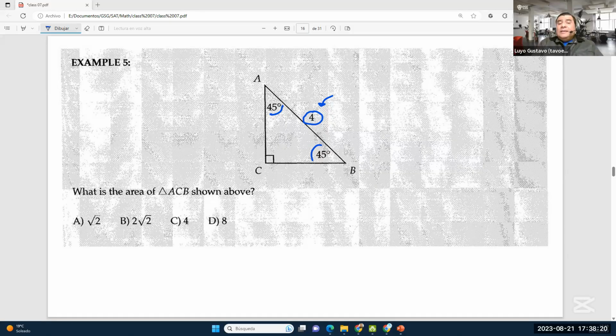The idea is that you remember the proportion of the special isosceles right triangle, okay? Since this is x, and this is also x, and this must be x multiplied by the square root of 2.